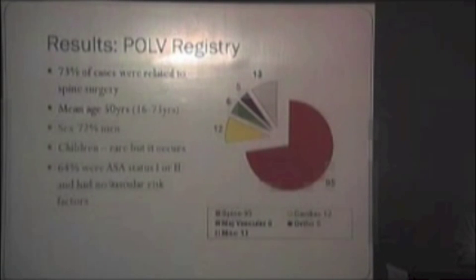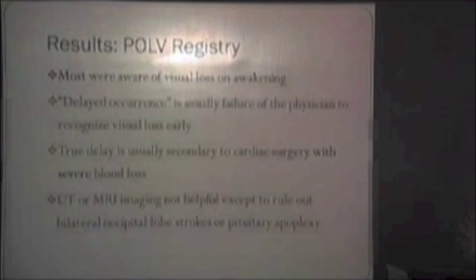64% of these patients were found to be ASA status 1 or 2 and had no vascular risk factors. So these could be truly ascribed to the complications resulting from surgery. So you can see the pie chart over here. Majority was spine surgeries. Next common was cardiac, major vascular. If you combine the two, it's cardiac and major vascular. Orthopedics, especially those that come in with acute trauma, fractures of the major bones, are the other major groups.